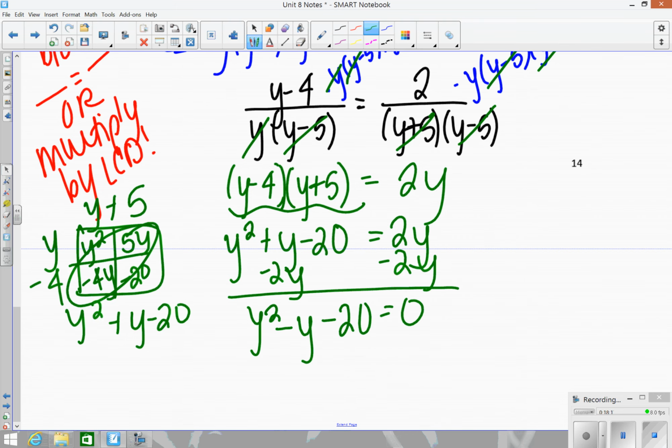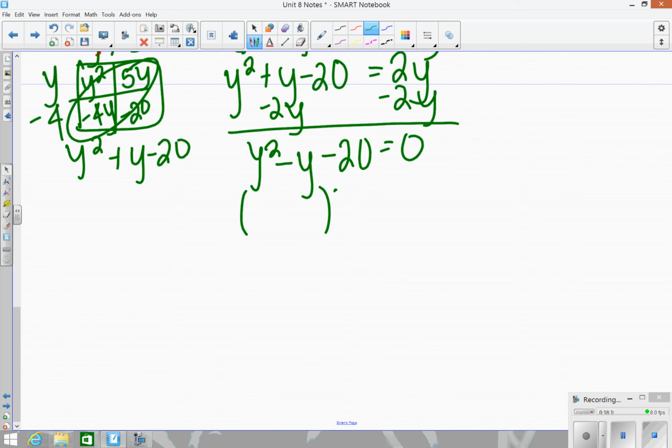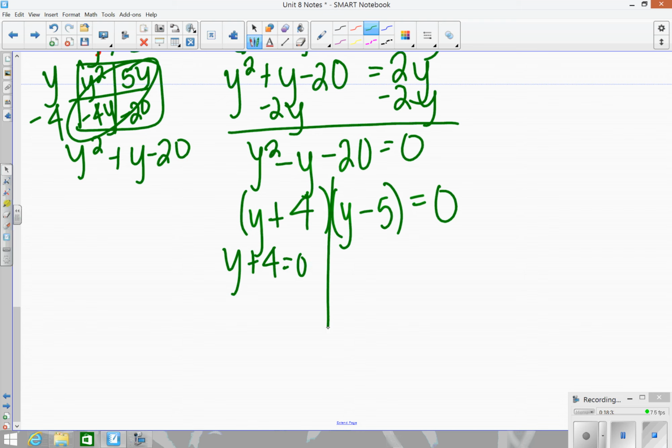And this one, we can just go right into quadratic factoring with a leading coefficient of 1. We're going to have opposite signs because we're multiplying to a negative. Bigger number is going to be negative, so negative 5 and positive 4. And now you can separate these and set each piece equal to 0. So we have y equals negative 4 and y equals 5.